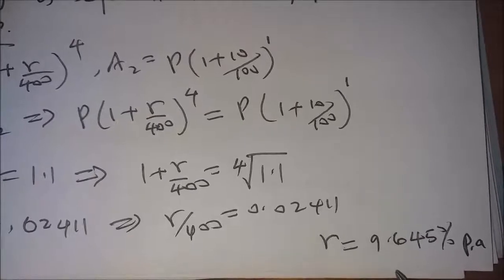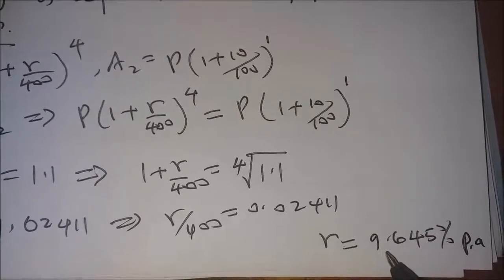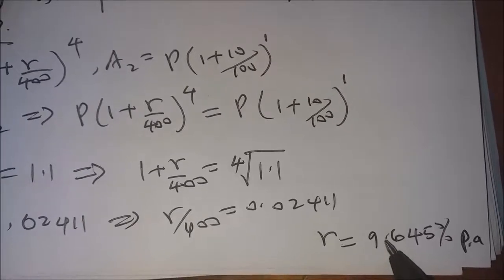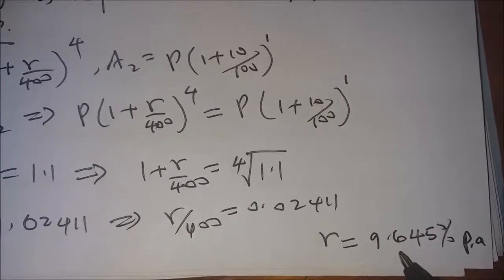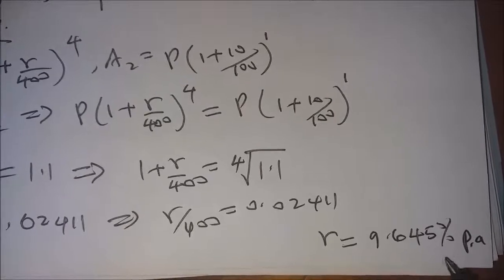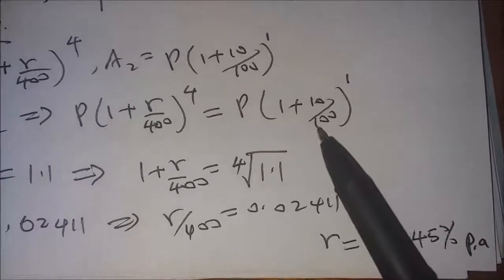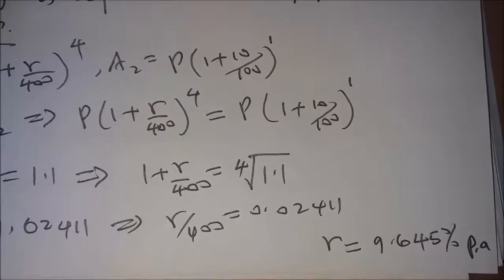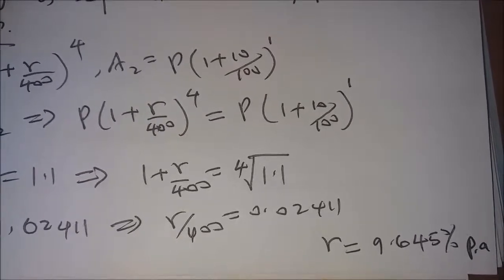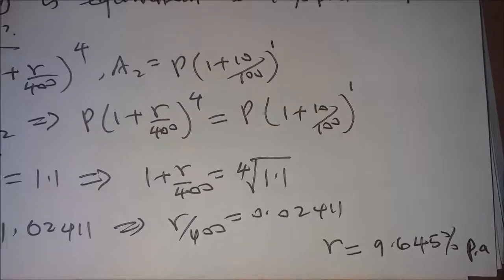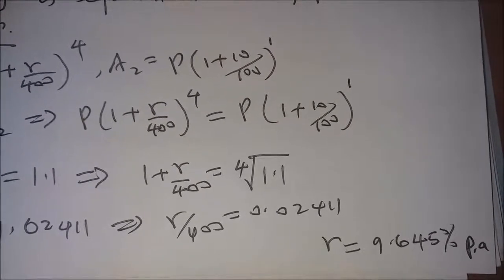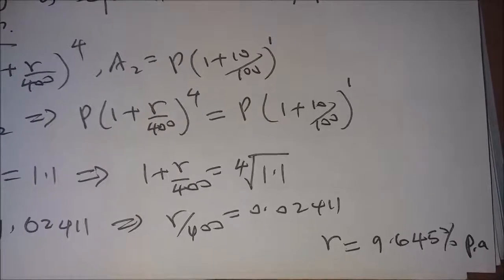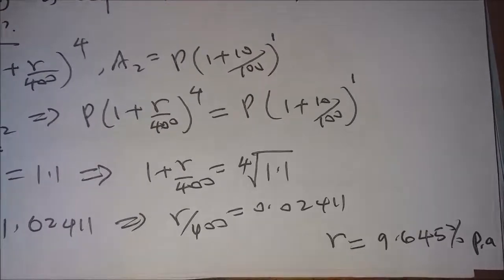So there is no difference if in one financial institution the rate of interest is 9.645% per annum compounded quarterly, and in another bank the rate of interest is 10% per annum compounded annually. There will be no difference if you invest in any of the two banks. That is to say, the two rates of interest are equivalent.